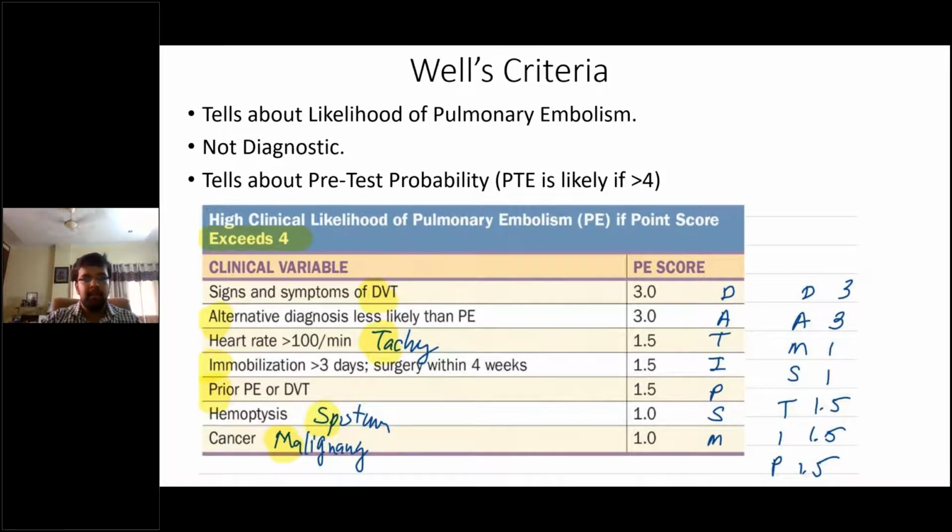So have a very good look at this slide. This is a very important slide, Wells criteria. So the Wells criteria gives us the pretest probability, and if the score is more than 4, it basically means that there is a high clinical likelihood of the patient having pulmonary embolism. And how do we remember it? By DAMS tip. Okay.